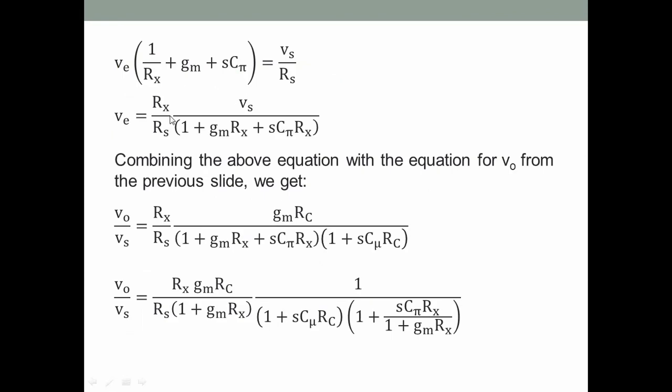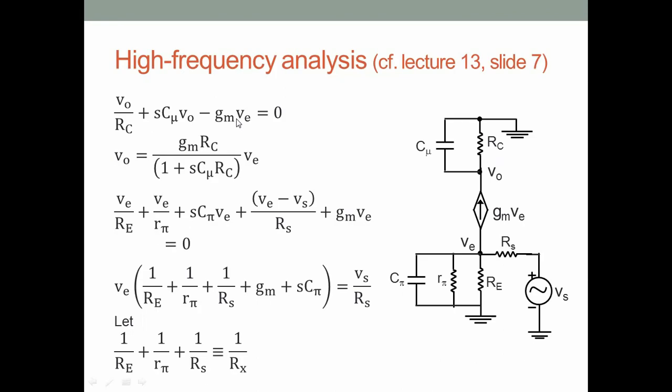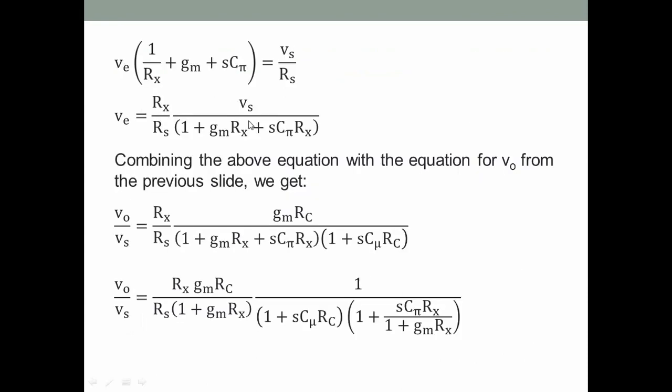And so we find an expression for VE in terms of VS. So this whole thing goes on the other side, Rx by RS, all this. So we have VE in terms of VS. Here we have VO in terms of VE. So here we substitute for VE from this expression and combine, and we get this expression for the transfer function of the common base amplifier at high frequencies. So this is one form, but we still have this Rx, which we need to put back. So let us do some manipulation of this.